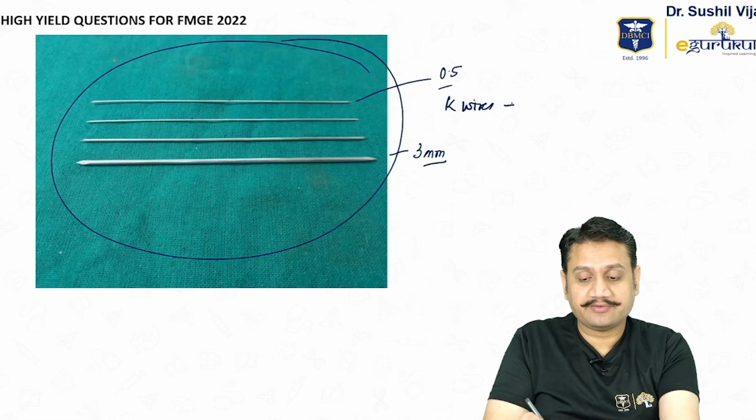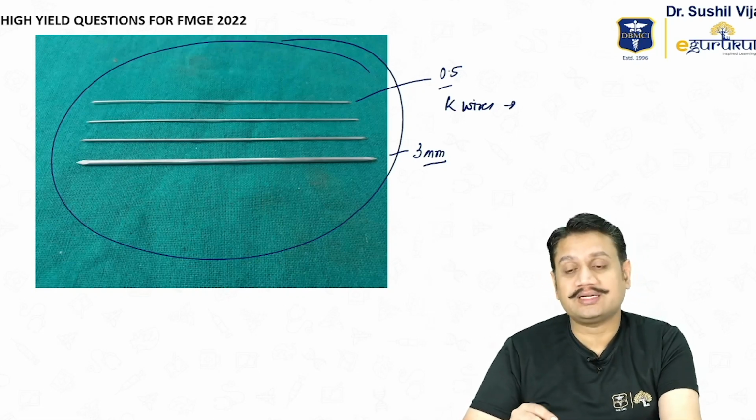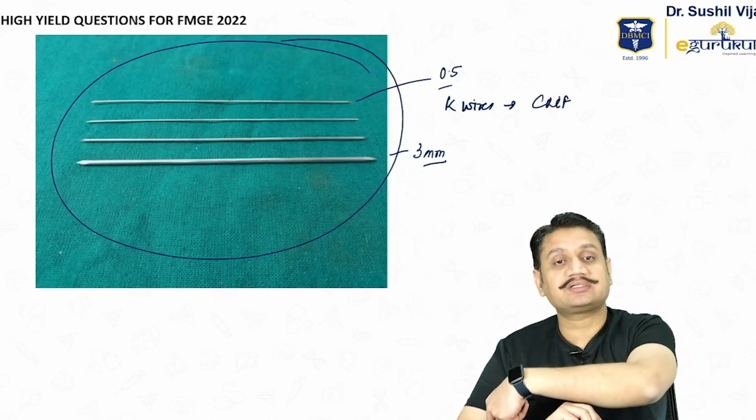And what is the purpose of these K wires? The K wires are being used whenever you want to do internal fixation without opening the bone. That is usually closed reduction and internal fixation. So these can easily pass into the skin directly.